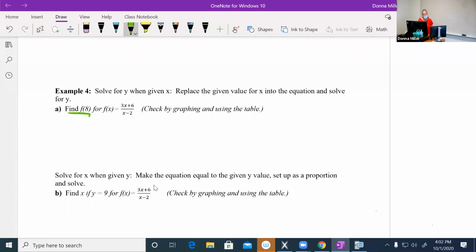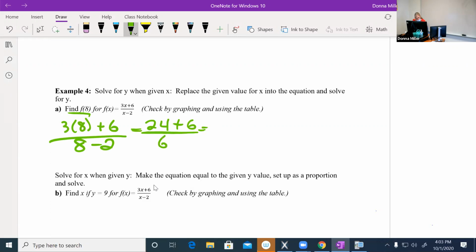F of 8, you're plugging 8 for x, right? That's what you're doing. So you do 3 times 8 plus 6 over 8 minus 2. Work the top, I get 24 plus 6. The bottom, 8 minus 2 is 6. 24 plus 6 is 30. So I get 5. And again, you can type this into a graphing calculator if you're unsure of your math.